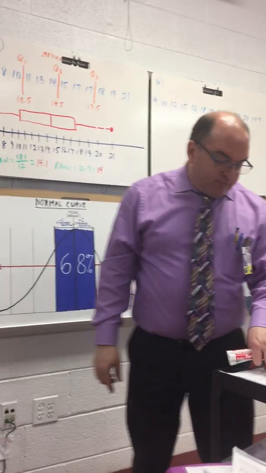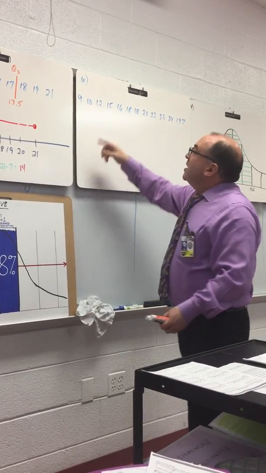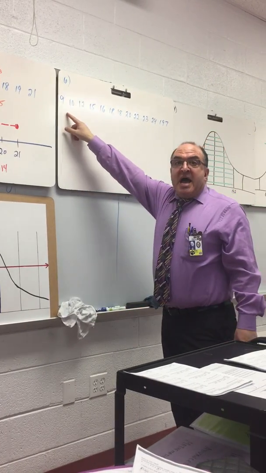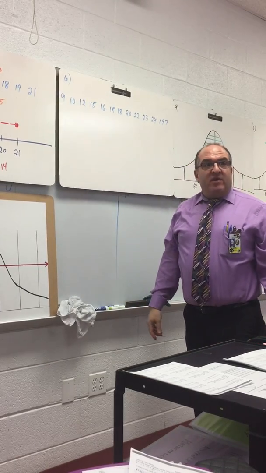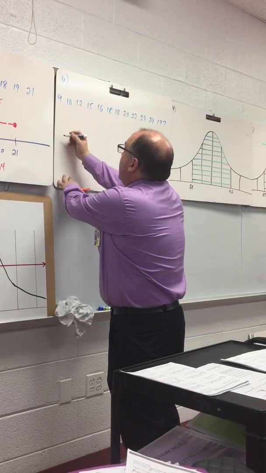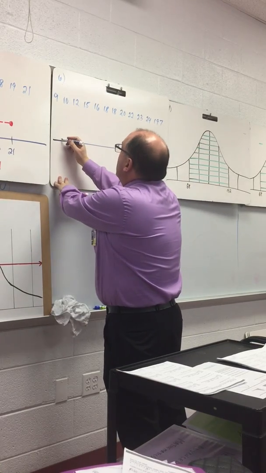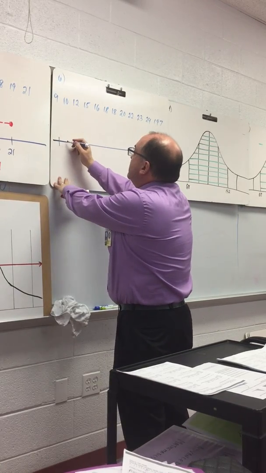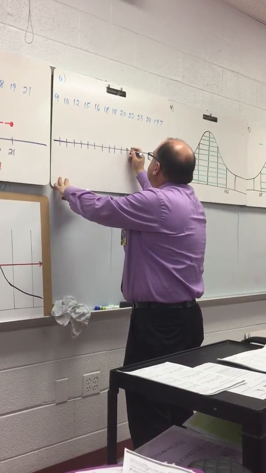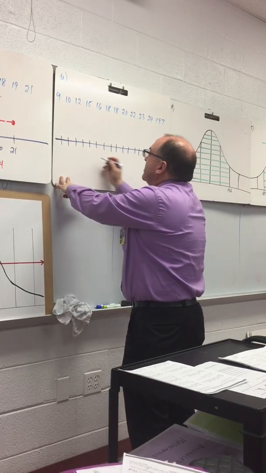Now look at number 6, please. We're going to create a box and whisker plot. We go from 9 to 197. How are we going to do that? Here's how I'm going to do that. I'm going to go by tens. 10, 20, 30, 40, 50, 60, 70, 80, 90, 100. 110, 120, 130, 140, 150, 160, 170, 180, 190, 200. Okay?